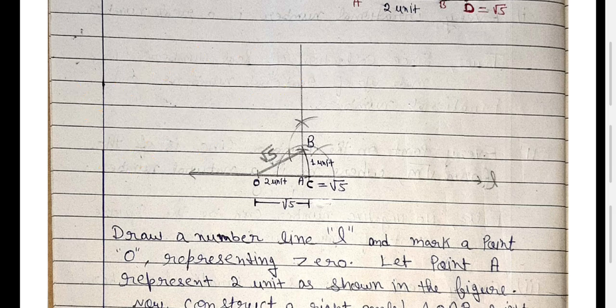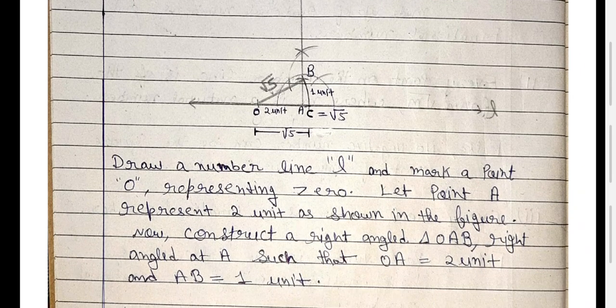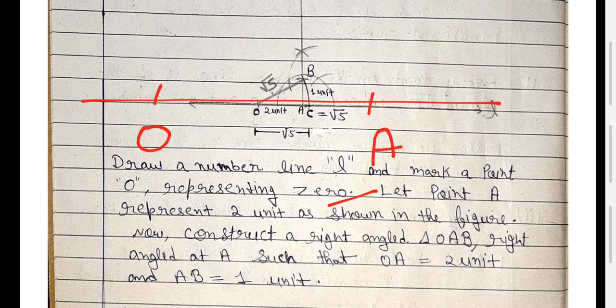Now I am explaining in language how you make this diagram. Draw a number line L and mark a point O representing 0. First you draw a number line L and mark a point O which represents 0. Let point A represent 2 units. You take point A which represents 2 units, as shown in the figure.